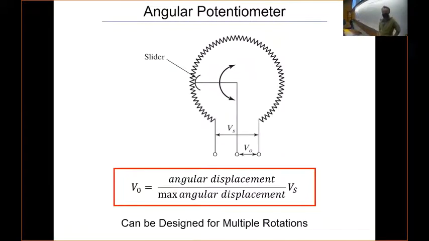There are also angular potentiometers, and the core concept is the same thing. It's just angular instead of linear. So you still have an output voltage that is proportional to the angular displacement. So you have angular displacement divided by the max angular displacement. And here I'm showing just this as the max, but it can be designed so that there are multiple rotations. It's easier to comprehend it visually in 2 dimensions like this. So you just multiply that times that source voltage, and that's your output voltage.